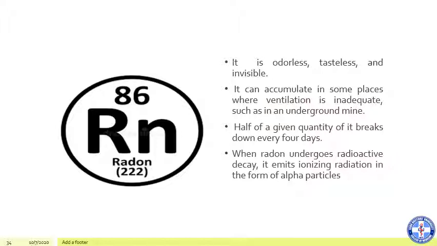It can accumulate in some places where ventilation is inadequate, such as in an underground mine. Half of a given quantity of this gas breaks down every 4 days. When radon undergoes radioactive decay, it emits ionizing radiation in the form of alpha particles.